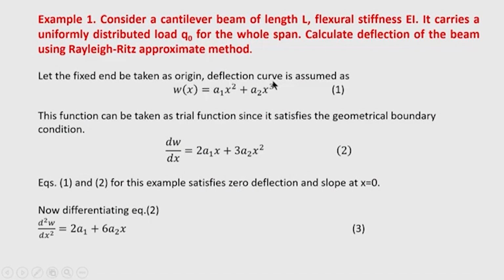Now, this function is chosen because you can observe that this function satisfies the deflection at the fixed end and slope at the fixed end. Fixed end is at x equal to 0. So, put x is equal to 0, deflection is 0. Again, if you differentiate it and put x is equal to 0, the slope is 0. So, slope and deflection at the fixed end are satisfied. Therefore, this represents a possible deflection function of the equation.